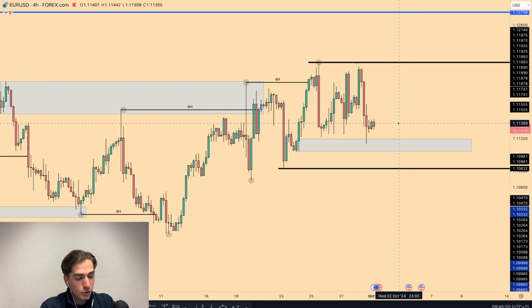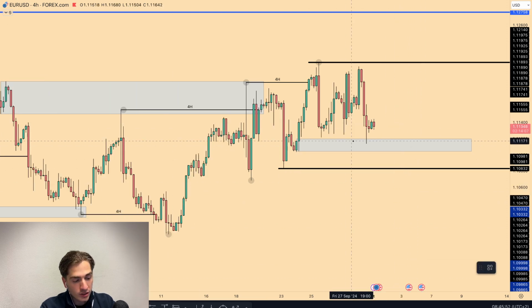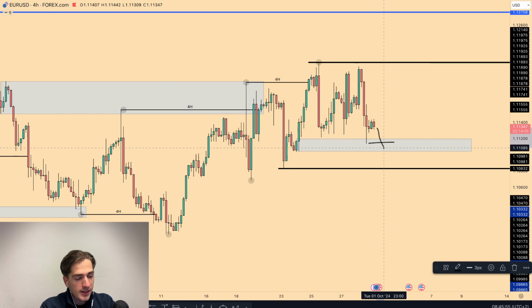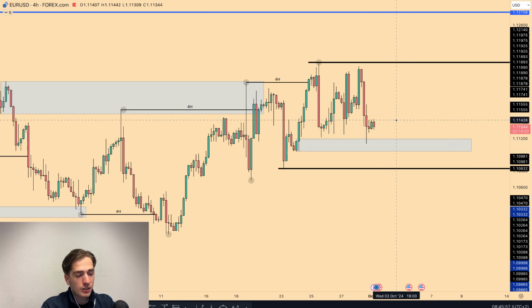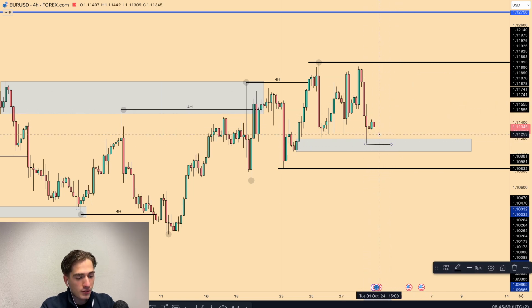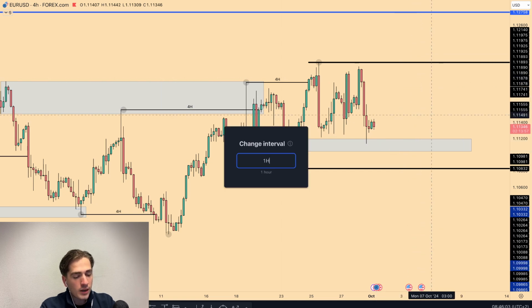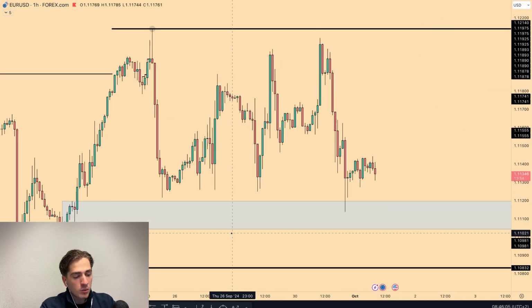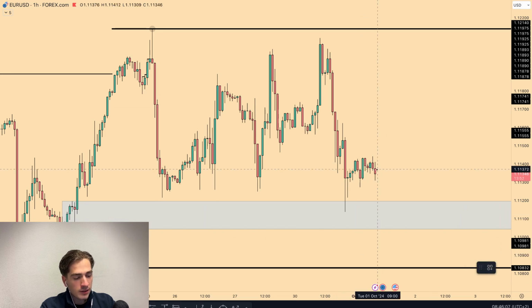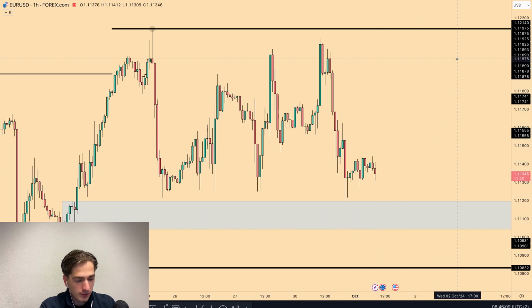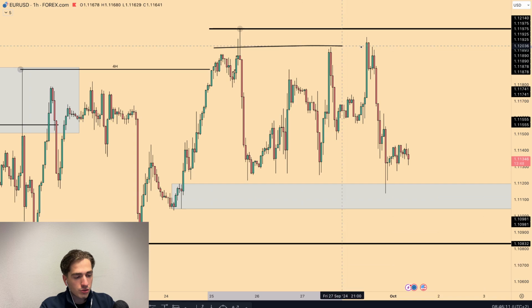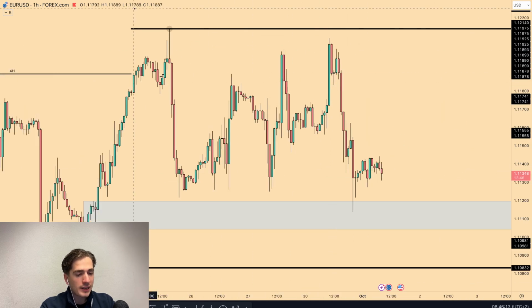The only opportunity that I see for a long personally is if we push down one more time, take out the fractal low, and then see a fractal shift in structure. And with fractal shift, I just mean a shift in structure on the individual candlesticks. And then on the 1 hour, what would that look like? Well, that would look like another push in towards the downside, and then again a market structure shift. But yeah, for now it's just consolidating, as you can clearly see, so I'm not really doing anything.